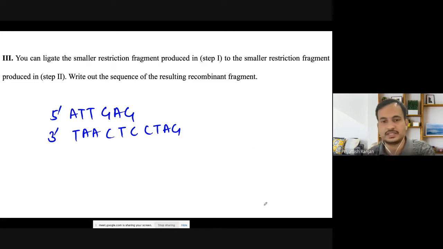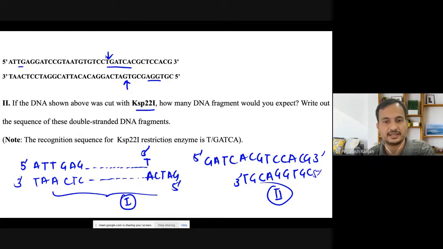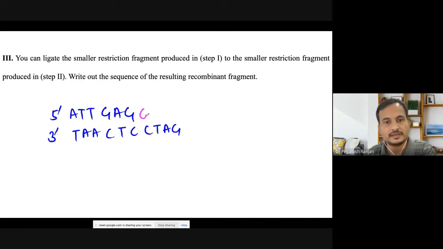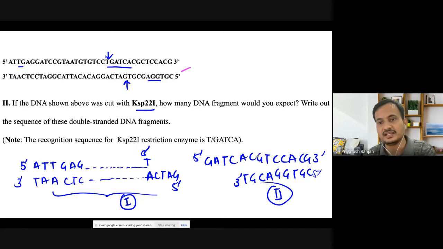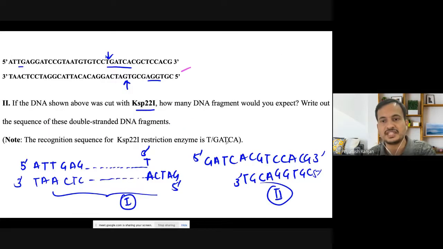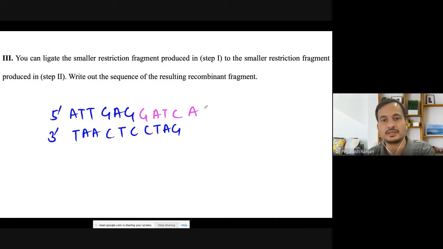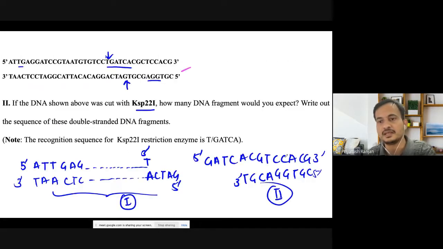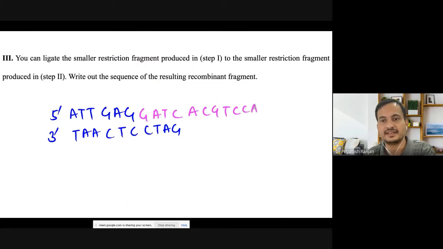Now let me change the color of the pen. What is the smaller fragment I am getting after digesting this double-stranded DNA with KSP221? It's GATCA, what else? GATCA, CGT, CCACG, fine. Then I need to complete the lower strand to 5 prime.